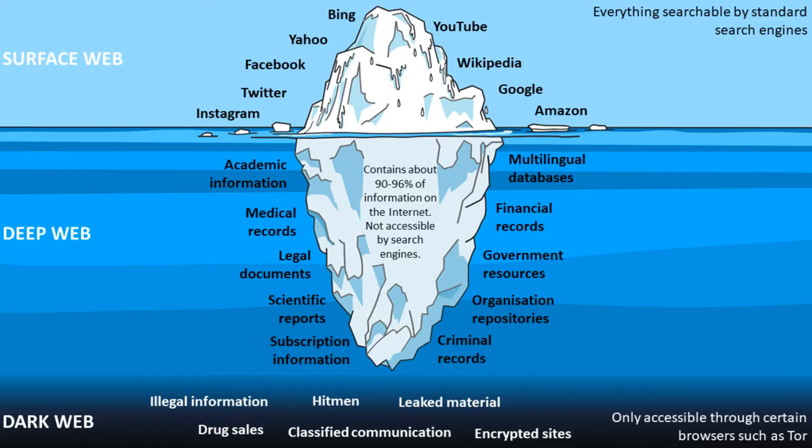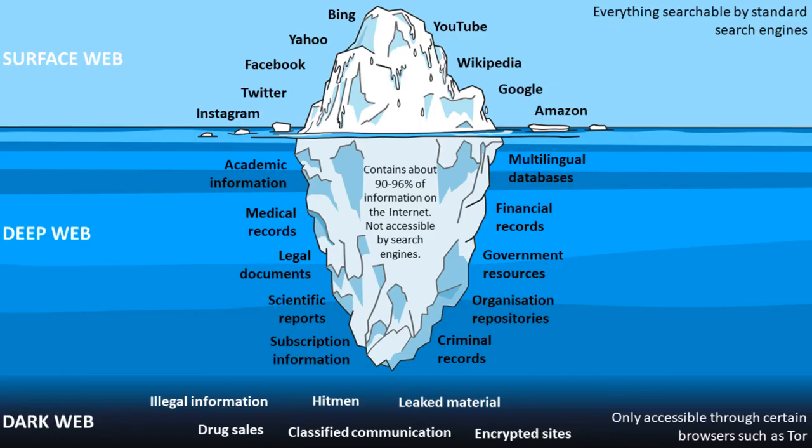What a lot of people don't realise is this typically accounts for probably way less than 10% of the actual content on the internet. When we dig a bit deeper, we have what's known as the deep web. This contains about 90 to 96% of the information on the internet, but it's not accessible by search engines. This stuff is by no means illegal, it's just not searchable from a standard search engine. It includes things like medical records, criminal records, private organisation repositories, subscriptions, legal documents, academic information, multilingual databases, etc.